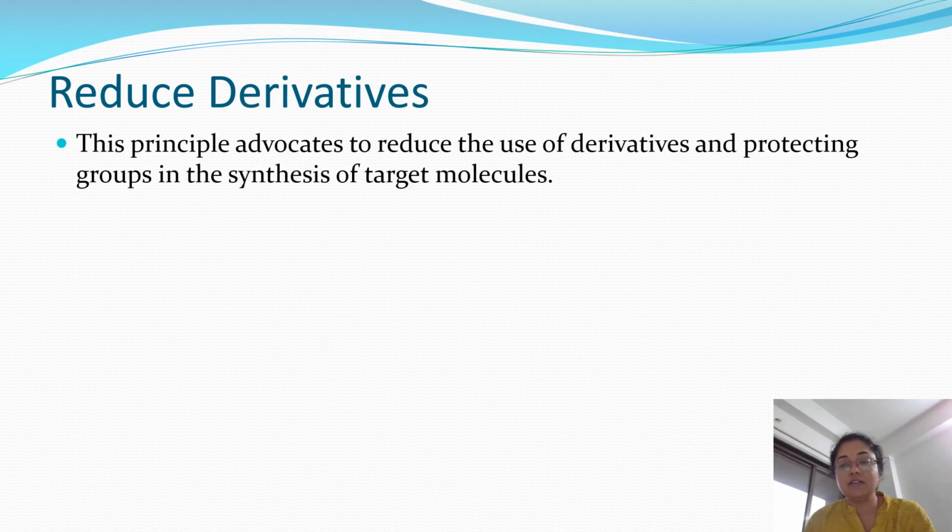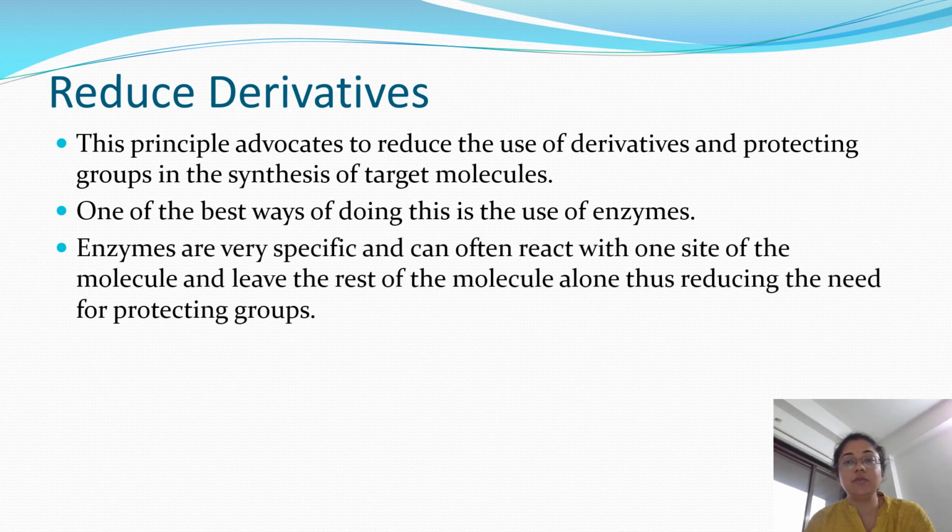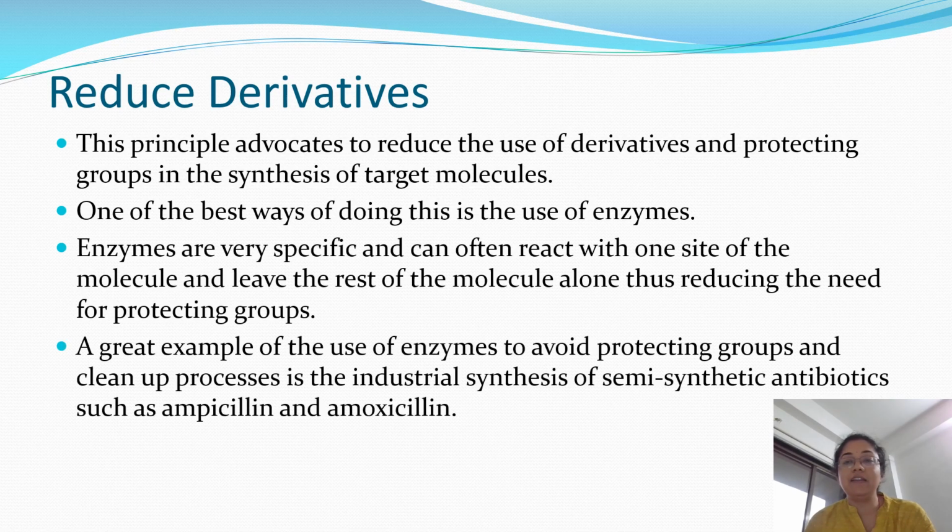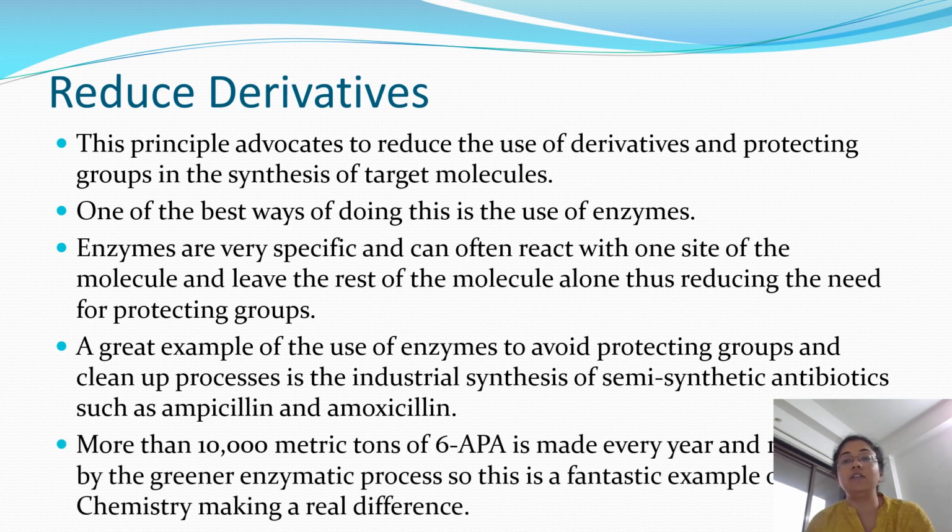As we saw, the production of derivatives should be minimized, and one of the best ways of doing this is by using enzymes. They are very specific in their action, and they can often react with one side of the molecule and leave the rest of the molecule alone, thus reducing the need for protecting groups. One example of the usage of enzymes to avoid protecting groups and cleanup processes is the industrial synthesis of semi-synthetic antibiotics such as amoxicillin and ampicillin.